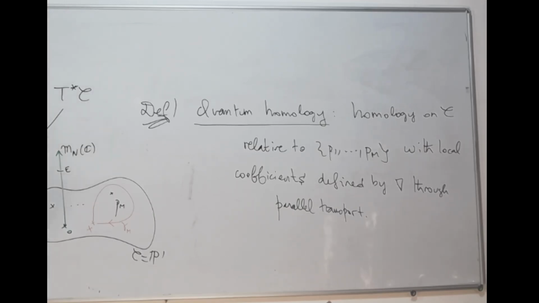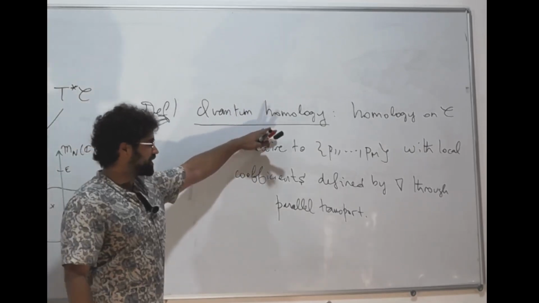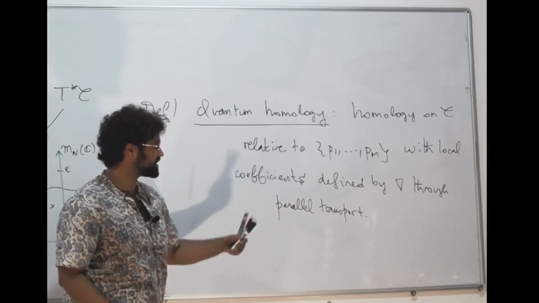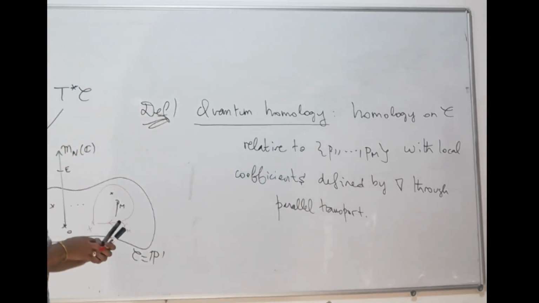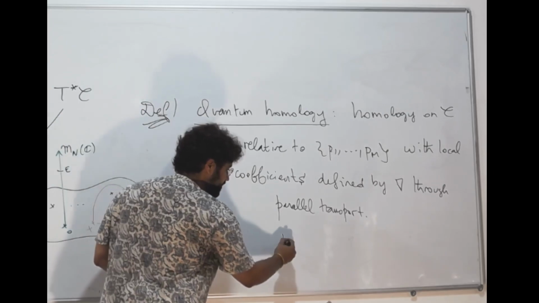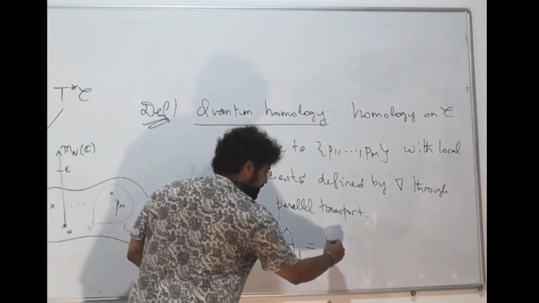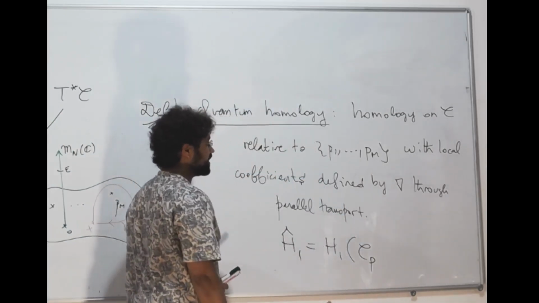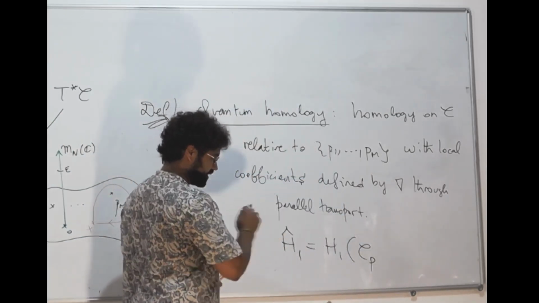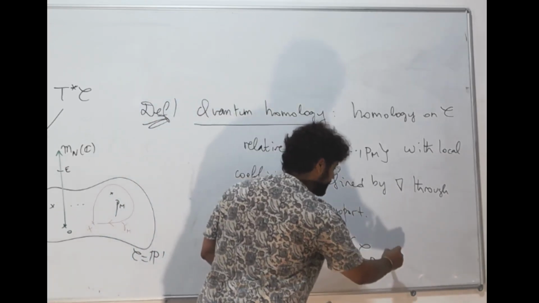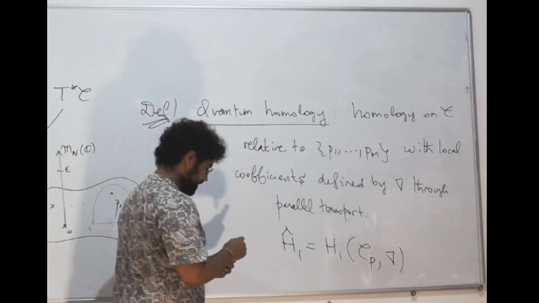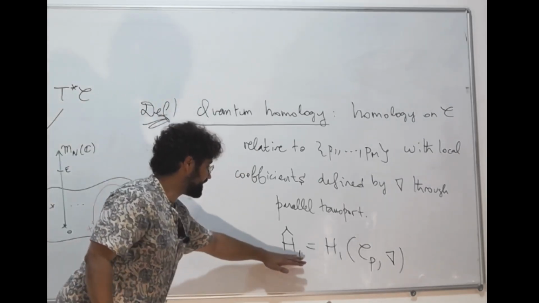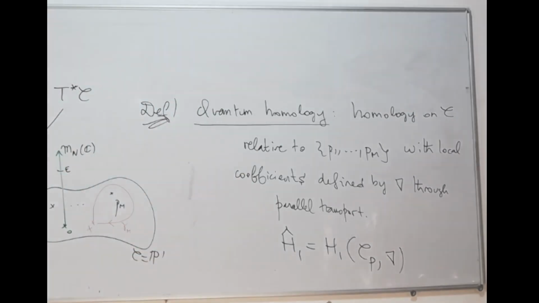So, anyway, the quantum homology is the homology on C relative to the poles of the connection with local coefficients defined by the connection through parallel transport. Let me denote it just H1 hat, which is the homology on the pointed Riemann sphere with local coefficients defined by the connection. So what does that mean? I'm going to make explicit what this is.